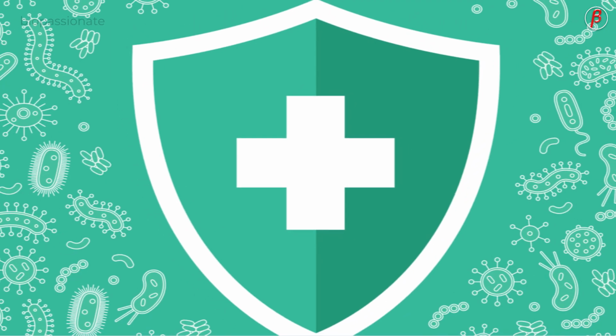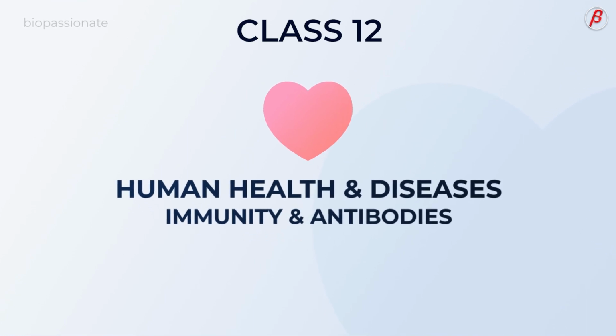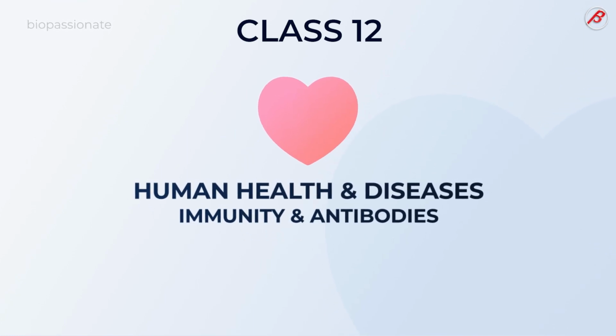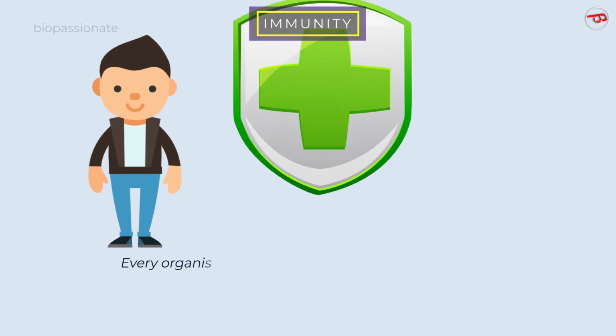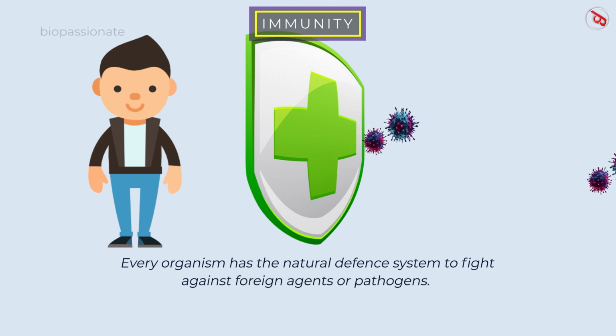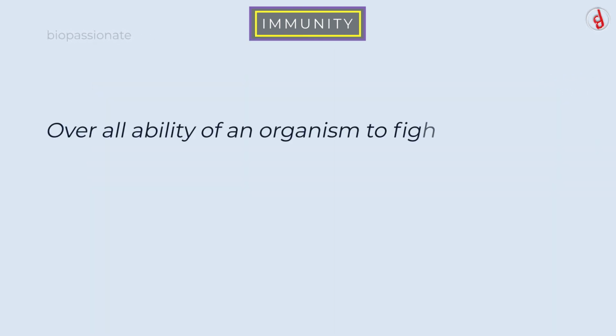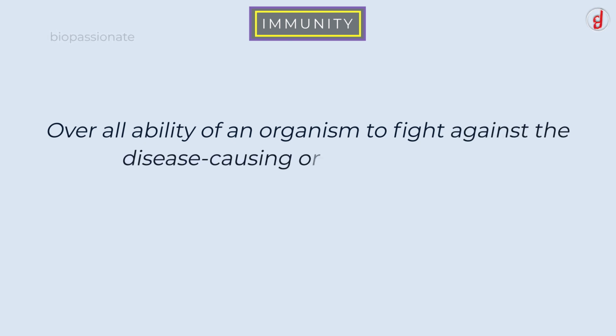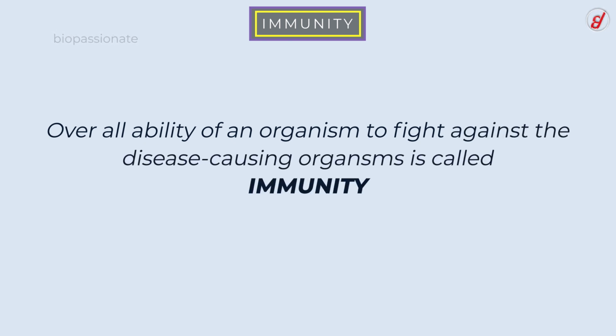In this tutorial, we're going to discuss immunity and antibodies under the chapter Human Health and Diseases. Every organism has a natural defense system to fight against foreign agents or pathogens. That overall ability of an organism to fight against disease-causing microorganisms is called immunity.